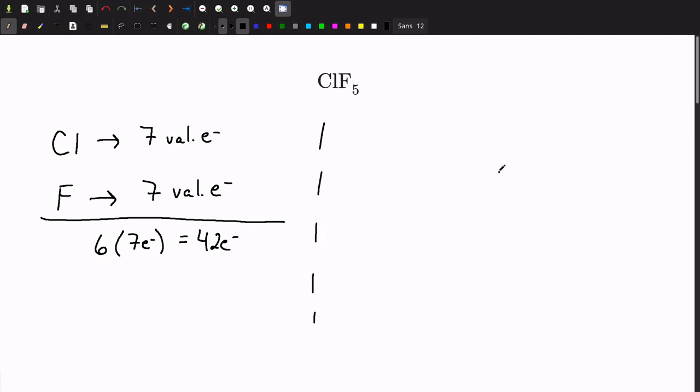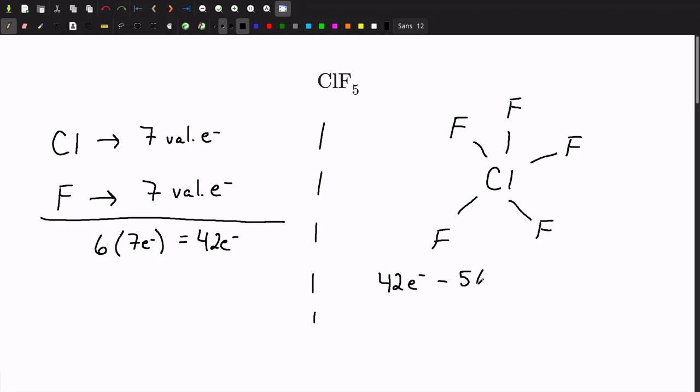We want to place the less electronegative chlorine in the center. We'll do a spoked wheel kind of thing. Place fluorine on the outside here. We had 42 electrons in our bank. We just made 5 bonds worth. Well, we didn't waste them, but we used them. We have 32 electrons left over.